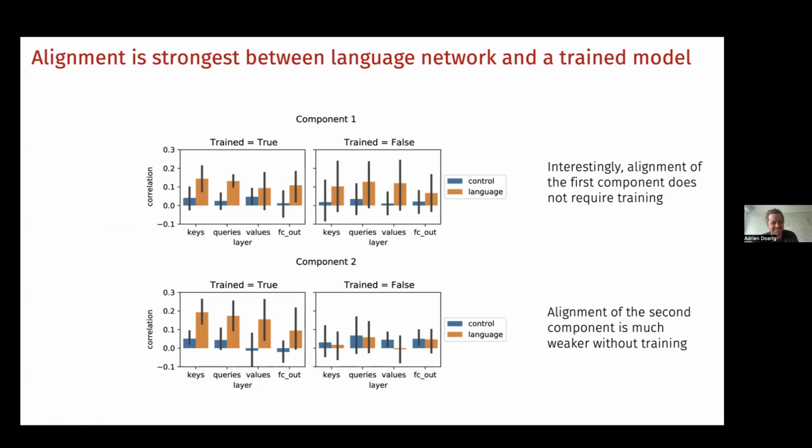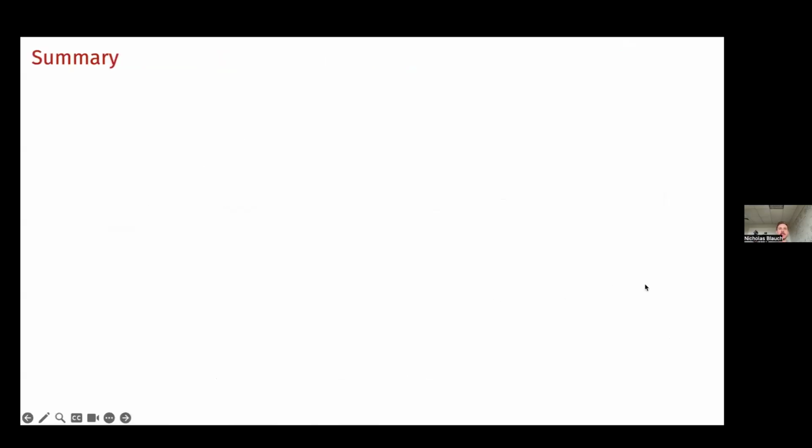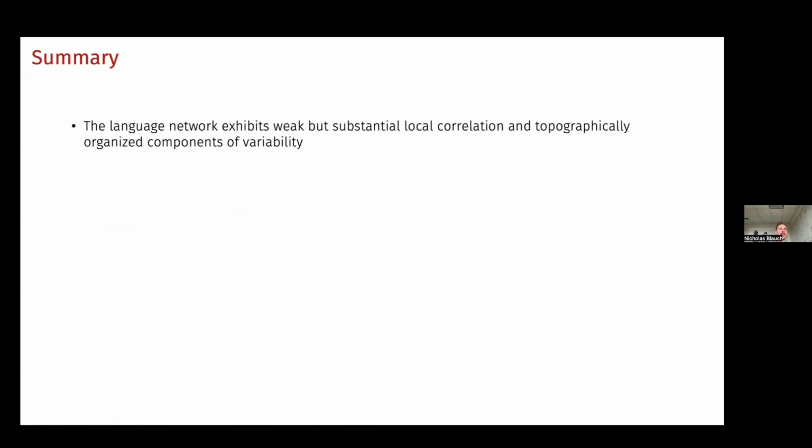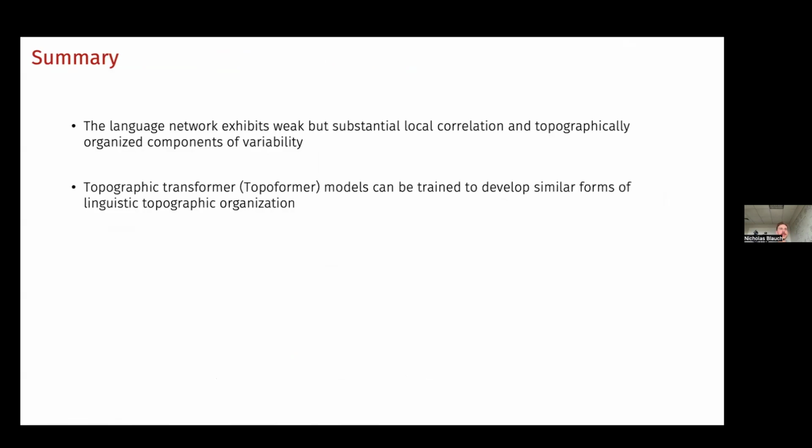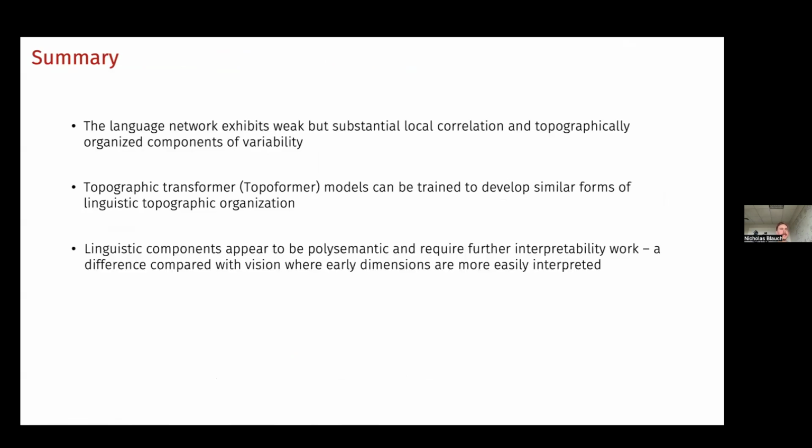Thanks. Great. Okay, I think that about wraps up the results. So I'll briefly summarize, and then we can get into more of a chat about some related ideas. The language network seems to exhibit weak but substantial local correlation and topographically organized components of variability. These topographic transformer models can be trained to develop similar forms of topographic organization with just a couple of simple modifications that don't affect performance very much.